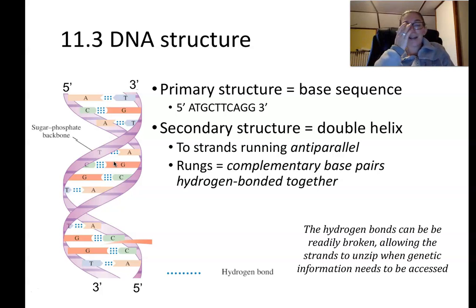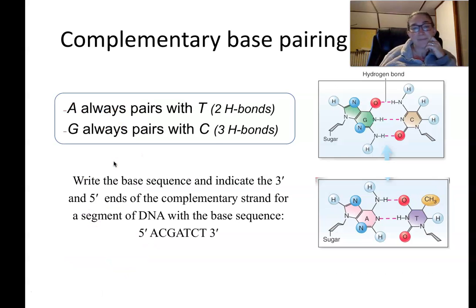And that's important because it's your genetic material. It's the instructions for everything your cell needs to do. So you need to keep it safe and stable and intact. But when those instructions need to be read, you need to easily be able to access them. So being able to easily unzip the DNA to access those instructions, or to make copies of the DNA to make new cells, is relatively easy.